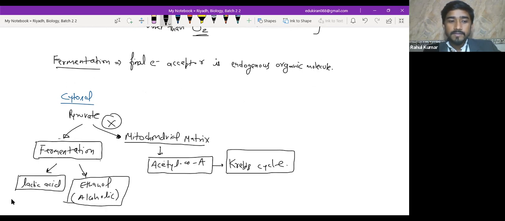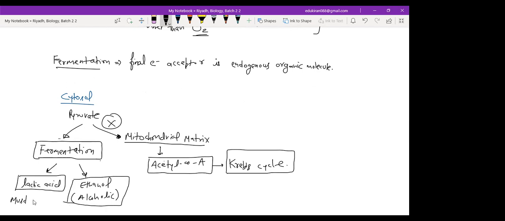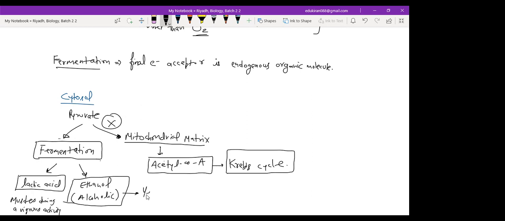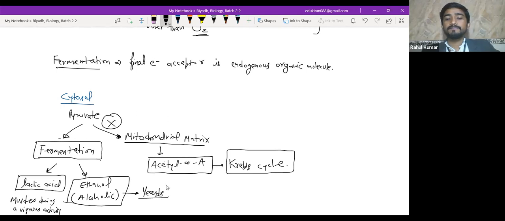So the example of this is your muscles, not after, during a vigorous activity. Okay, where does this happen? Yeast. Yes, yeasts. Alcohol formation, right?